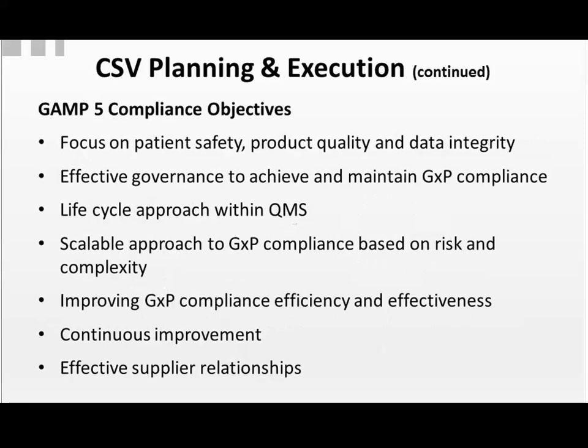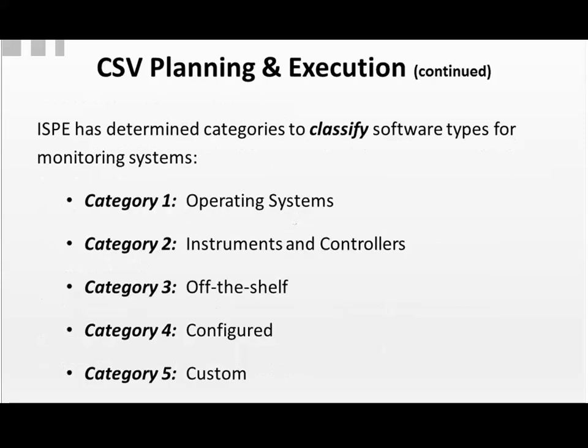And these are just showing that GAMP5 compliance objectives are aligned with any company's compliance objectives. Now, GAMP5 shows 5 categories. Operating systems are the lowest level. Operating systems, operating software, your database software, tools and utilities.